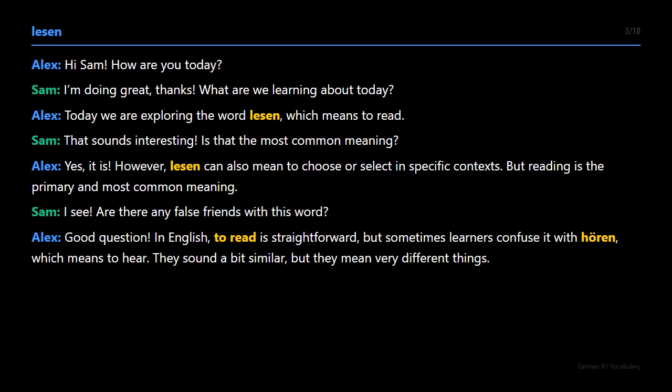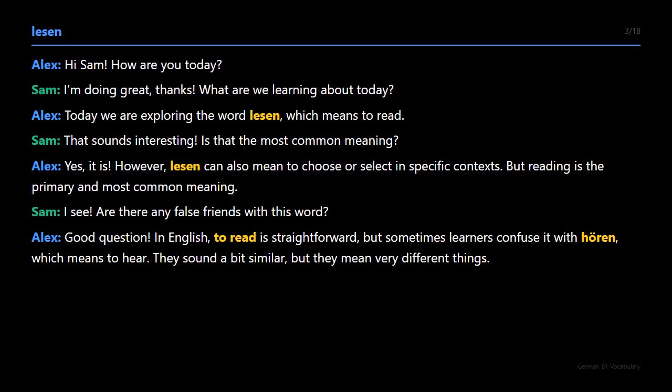Today we are exploring the word lesen, which means to read. That sounds interesting. Is that the most common meaning? Yes, it is. However, lesen can also mean to choose or select in specific contexts. But reading is the primary and most common meaning.